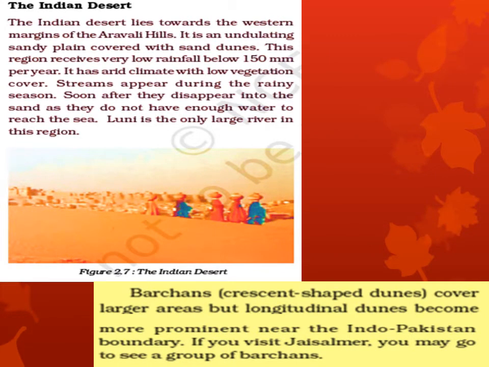Next, we have the Indian desert, which lies towards the western margins of Aravalli Hills. It is an undulating sandy plain covered with sand dunes, and this region receives very low rainfall, which is below 150 mm per year. The climate of this region is arid and it has very low vegetation.